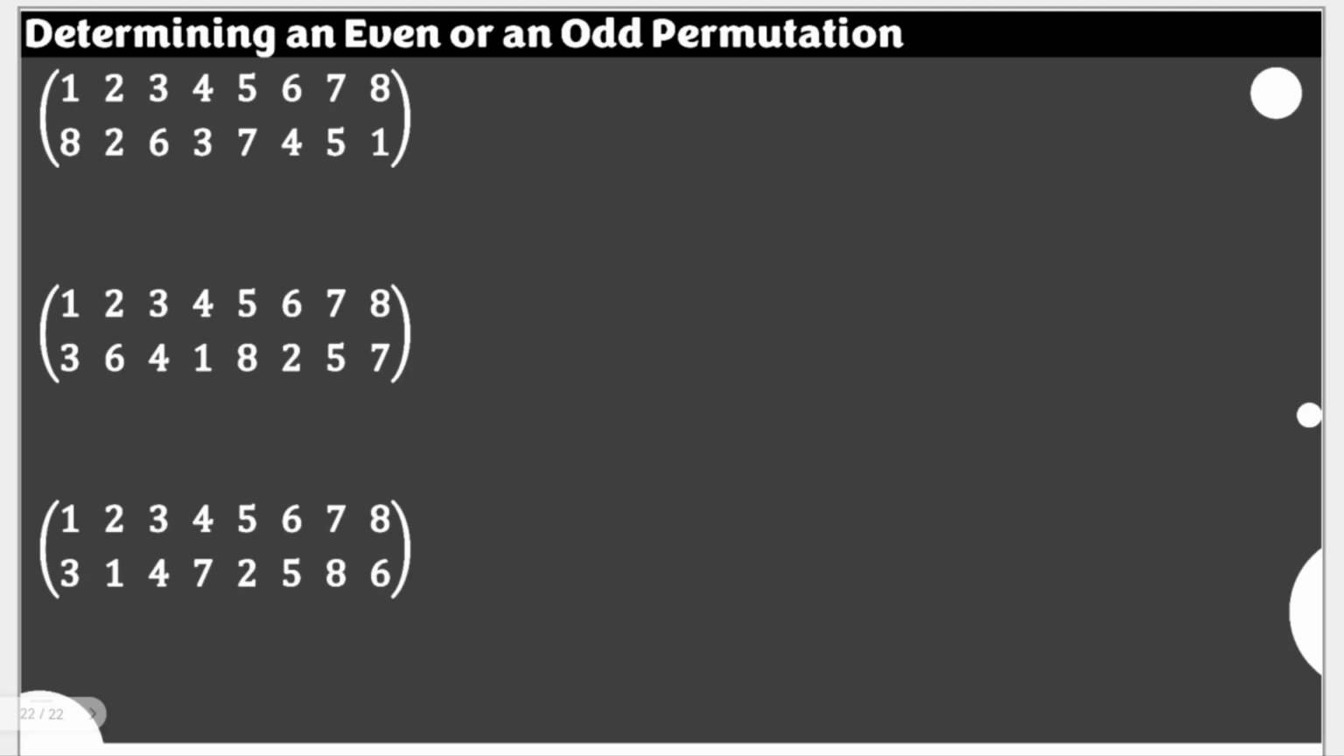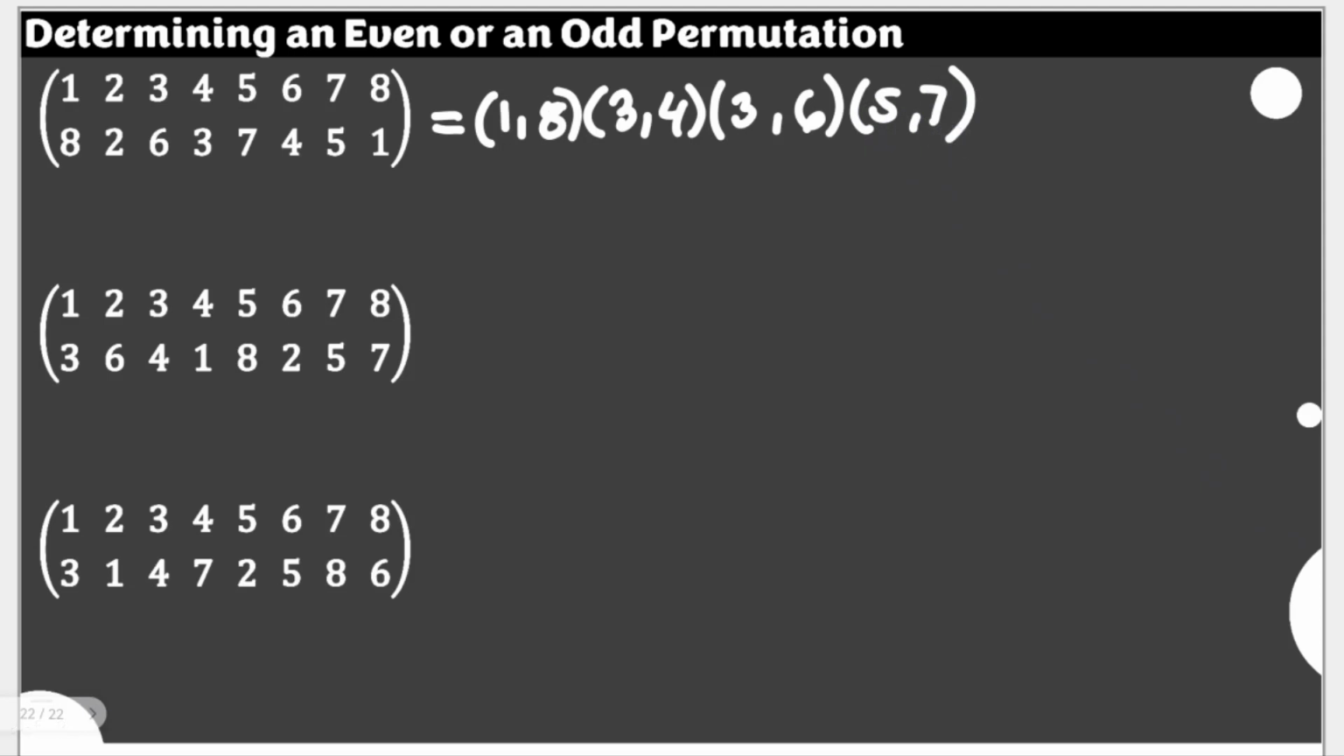So you might want to review the previous videos in determining the expressions as product of transpositions, or even as product of disjoint cycles to which the transpositions were taken from. So our first permutation, this is actually the result if we are going to multiply the following transpositions: 1, 8, 3, 4, 3, 6, 5, and 7. If you would like to verify, you could always try doing it like this.